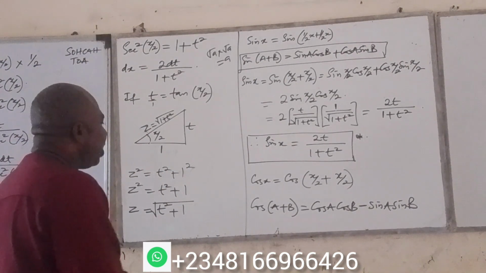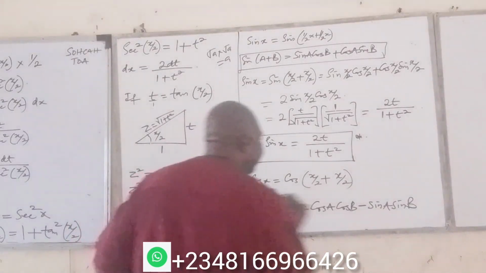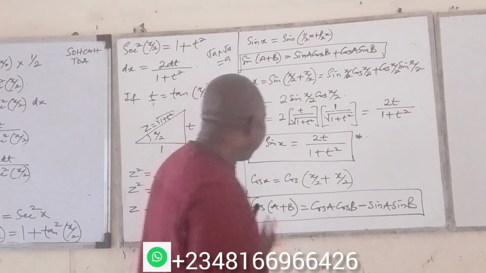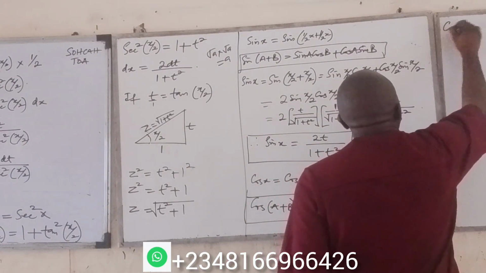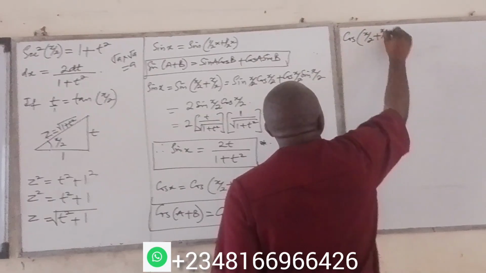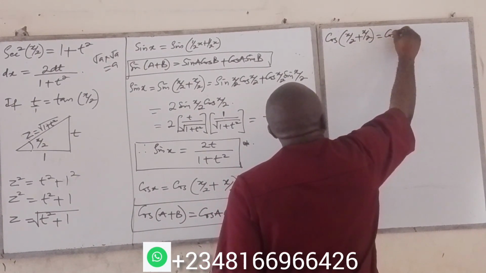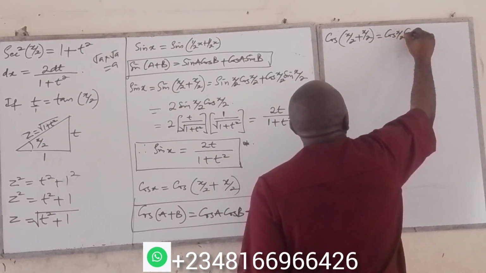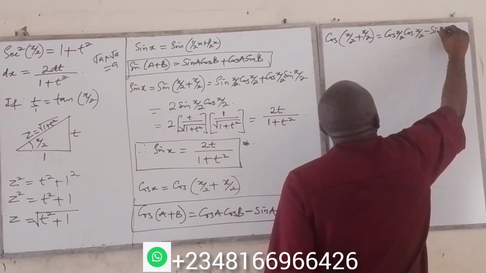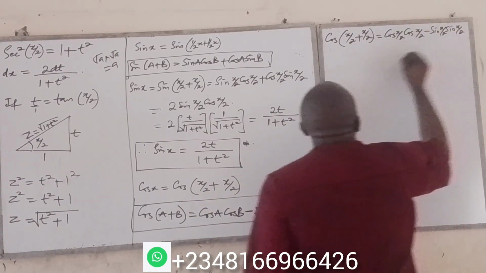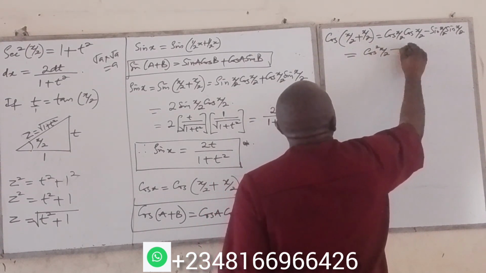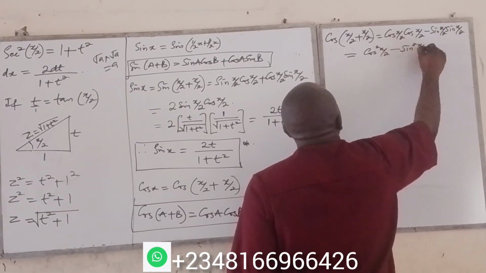So it therefore means that cos of x over 2 plus x over 2 will give us cos x over 2 times cos x over 2, minus sine x over 2 times sine x over 2. So this is the same as saying cos squared x over 2 minus sine squared x over 2.